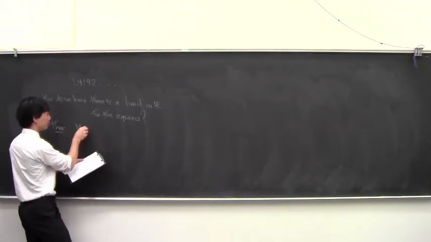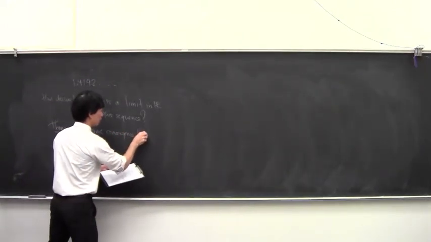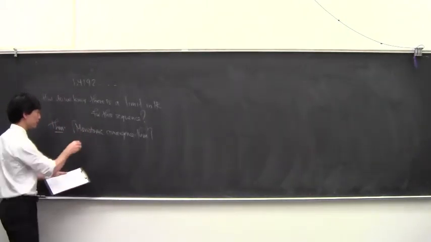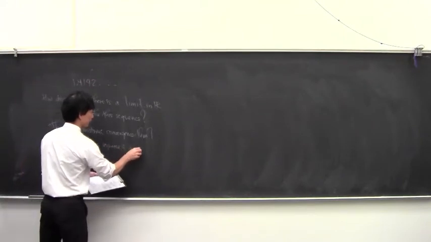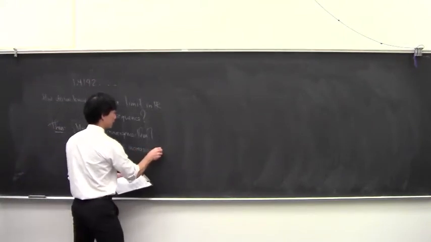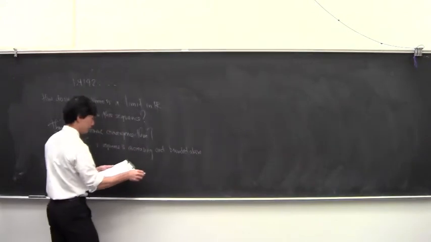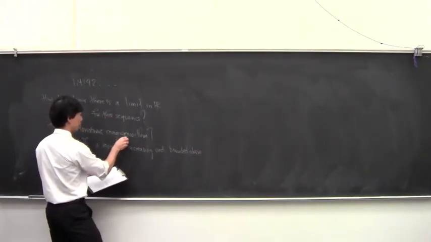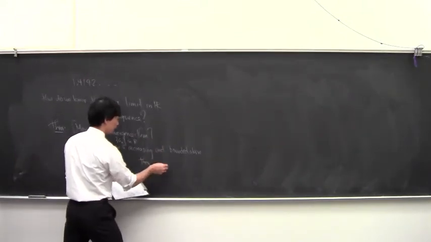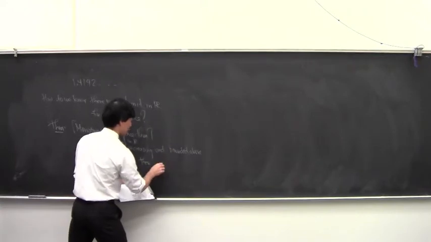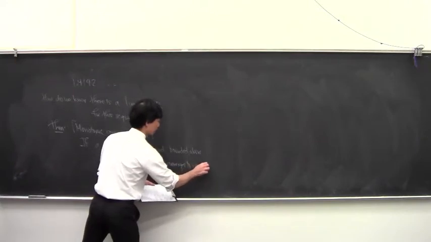Here's something called the Monotonic Convergence Theorem. It basically says this: if a sequence a sub n in R is increasing and bounded above, then the limit exists. It converges to some number in R.